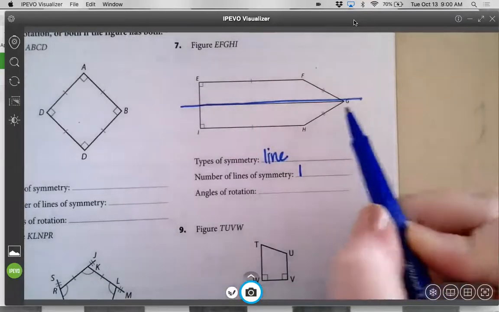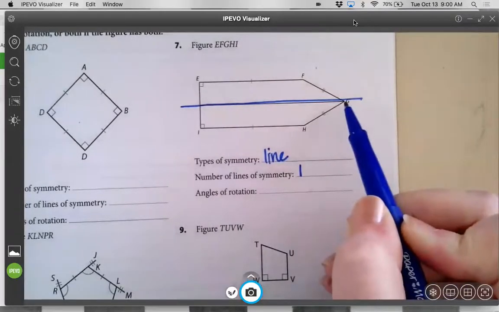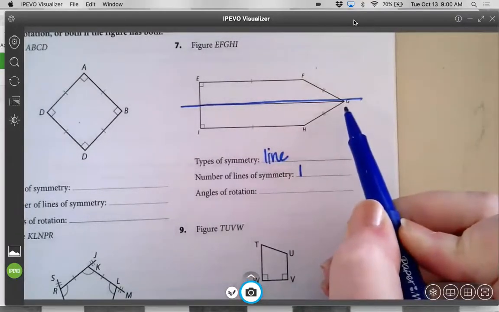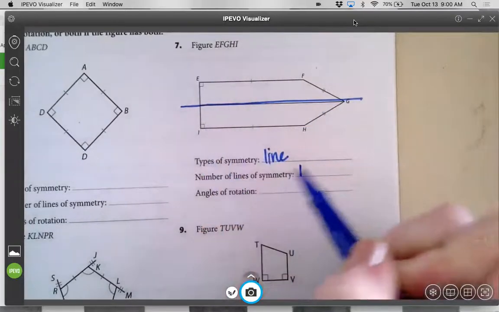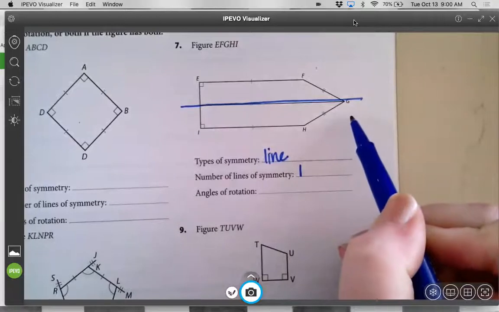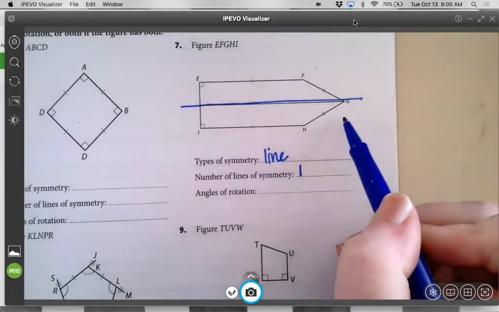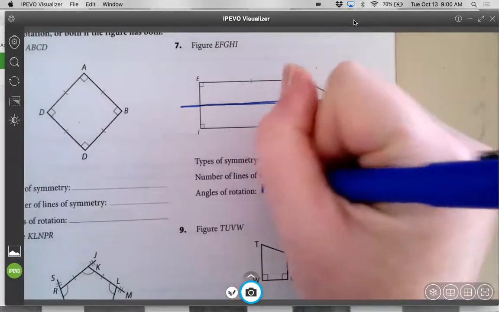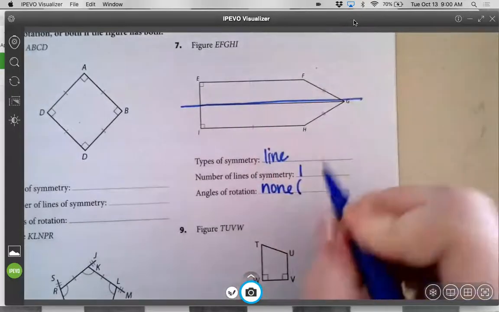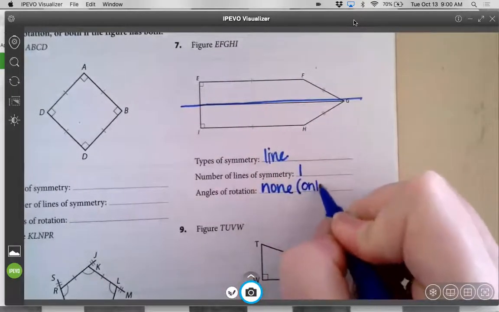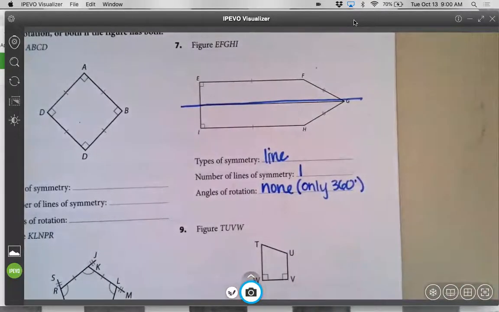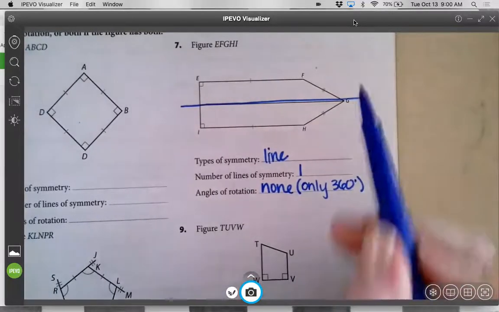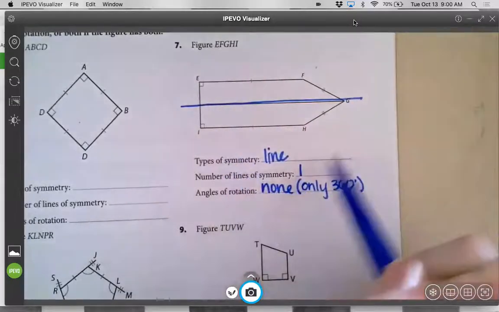Then I take the same point and imagine what would happen if I spin this figure. If I spin this figure, there's still nothing else that's going to match up with G. So there's no rotational symmetry. We're going to put none except for 360. So we're going to put only 360. Nothing less than 360 will work because G does not have any other matching pieces out here.